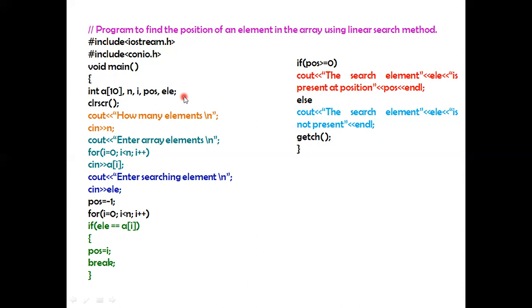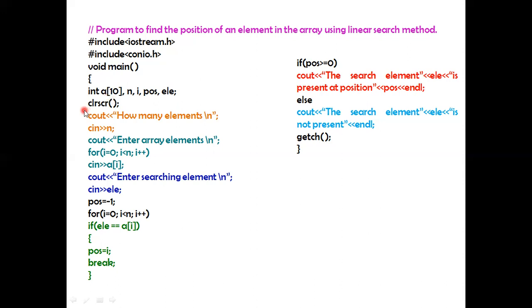The syntax to declare a one-dimensional array is data type, one blank space, array name, then within square brackets the size, and a semicolon. So here, what is the name of the array? a. Maximum size is 10, which means it can store 10 elements right from a of 0 to a of 9. Then n is to accept how many elements. i is used for looping purposes. pos is position. Then ele is the searching element. These are the variables required in the program, which is why we have declared them at the beginning of the program.